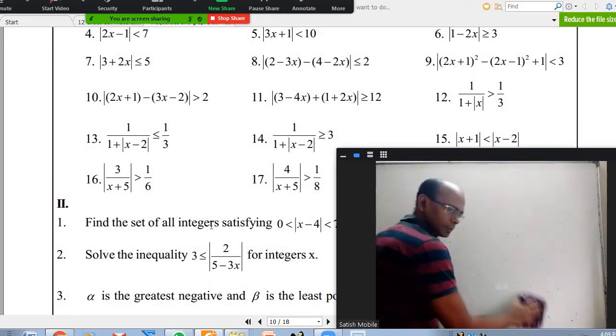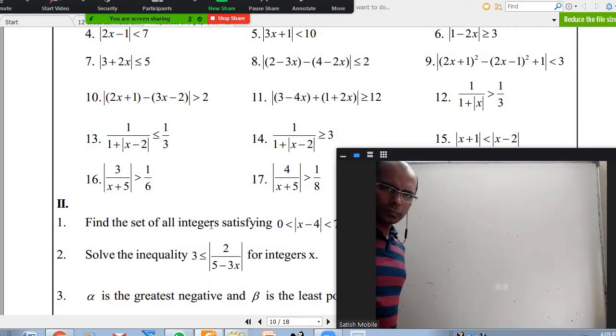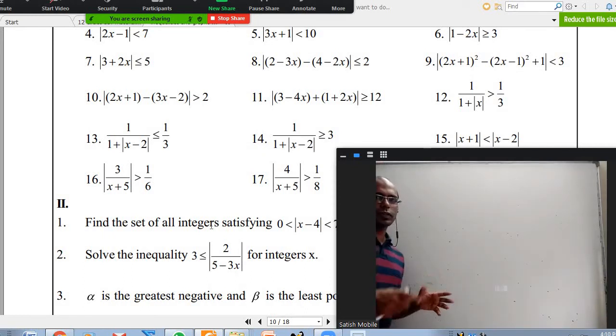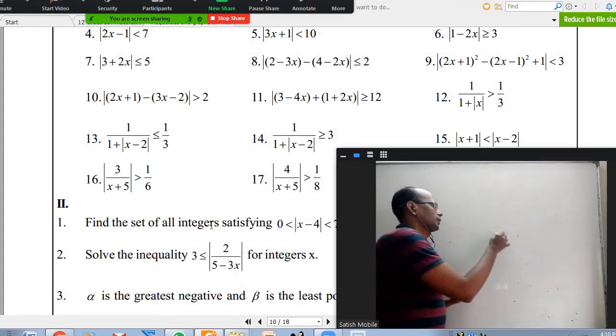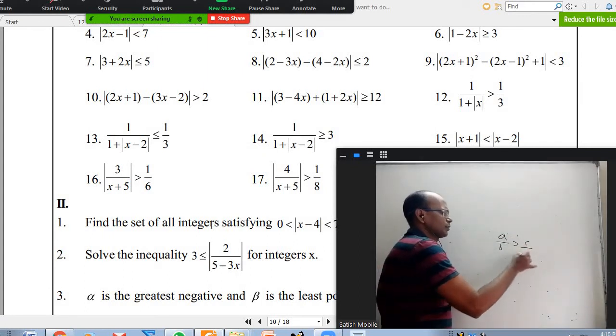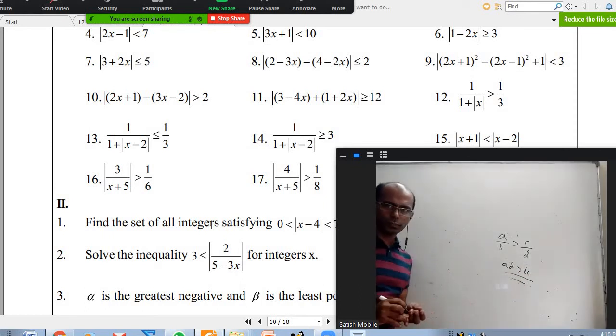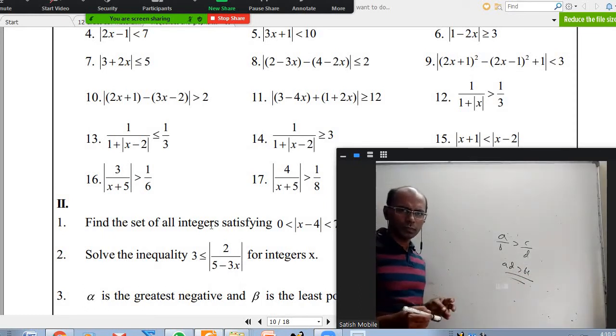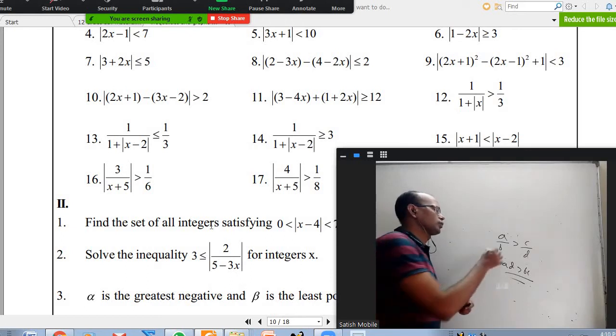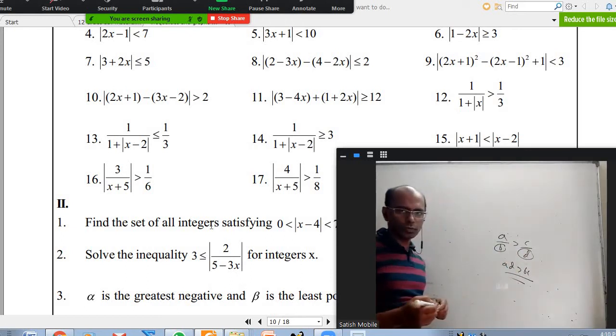Sir, can we cross multiply a modulus function? Forget modulus. Earlier when we learnt A by B is greater than C by D, can I write AD greater than BC? Only if they are positive numbers. If B is positive and D is positive. Okay.